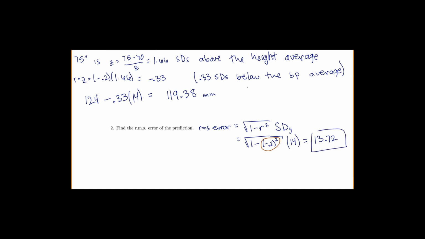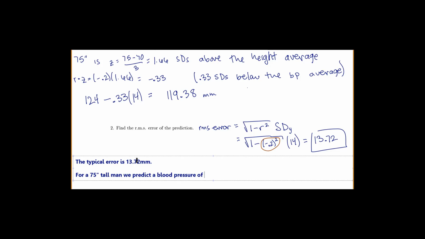Now what do parts 1 and 2 tell us when we put them together? First of all, the RMS error tells us that the typical error is 13.72 mm. So for a 75-inch tall man, we predict a blood pressure of 119.38, because that's what we predicted in part 1, plus or minus 13.72, because that was our RMS error.